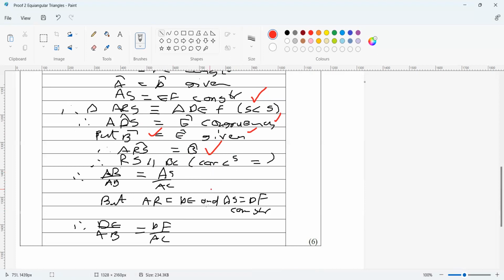You can see there are no marks allocated from there, because once you've done all the bits up here, the rest just flows through. So I trust this was very helpful to you.